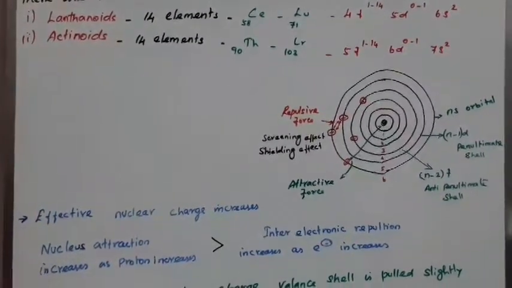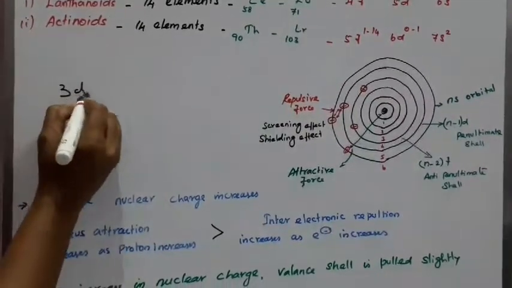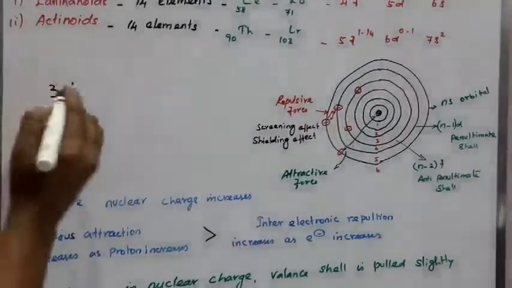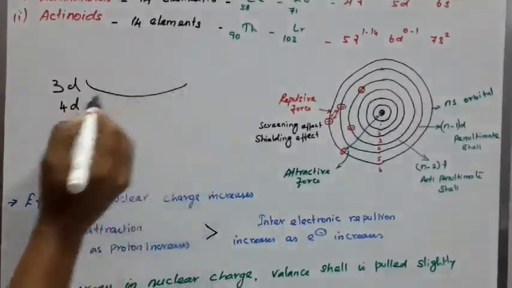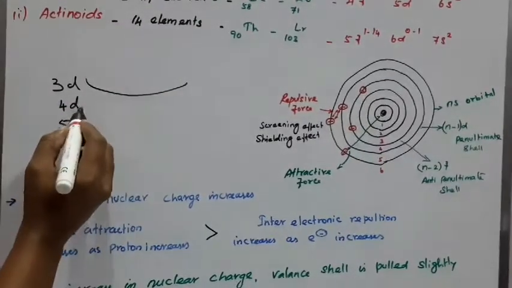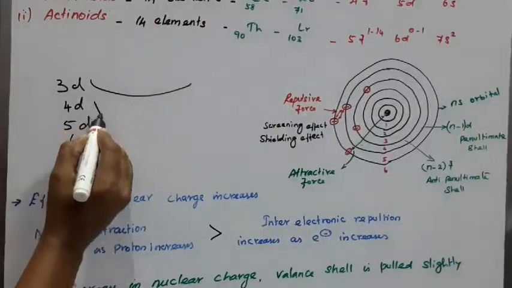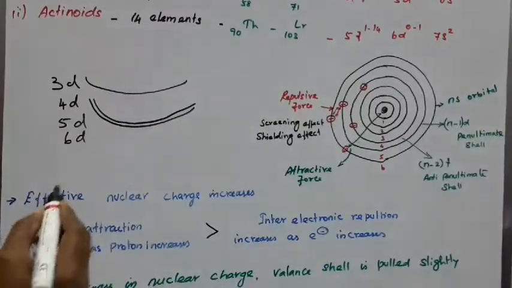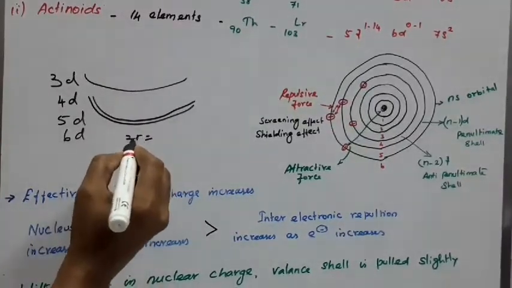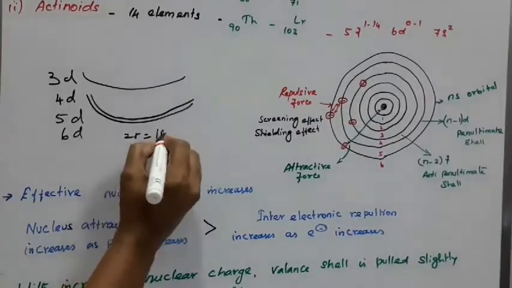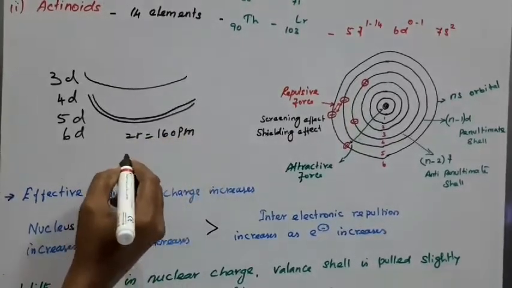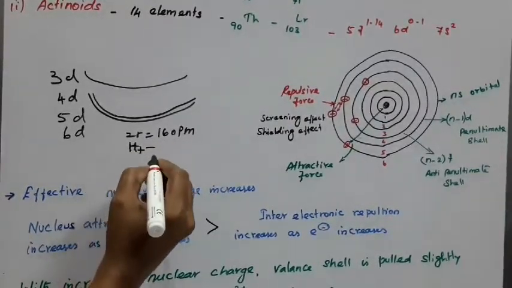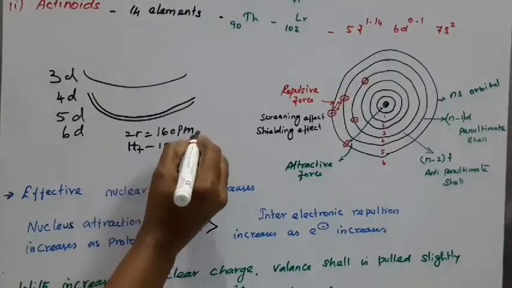So here we studied the 3d series, and the 4d series and 5d series, okay, 6d series. Here there is no change for atomic and ionic radii, but for 4d and 5d it is a similar atomic and ionic radii. For example, zirconium: its atomic radius is 160 picometer. At the same time, hafnium: its atomic radius is 159 picometer. So one and the same.